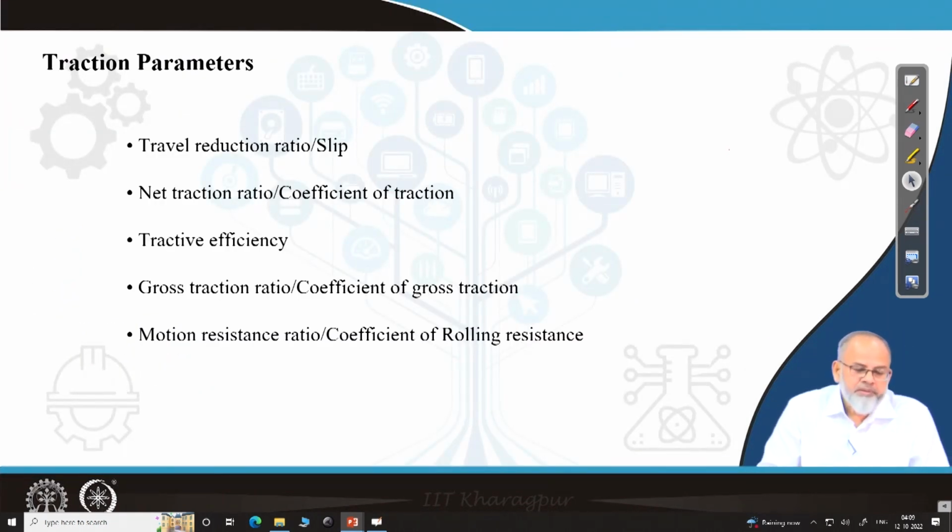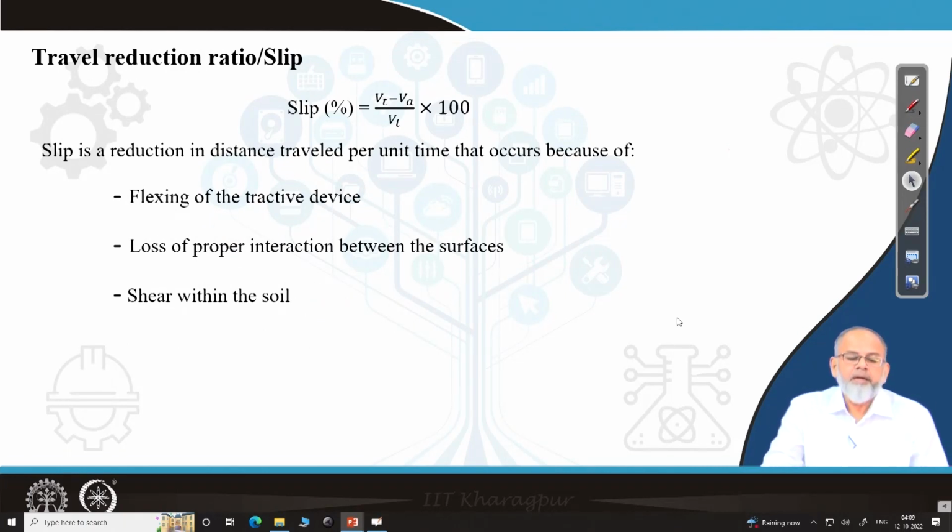Under traction parameters, there will be the travel reduction ratio, which is otherwise called slip, the net traction ratio, which is otherwise called coefficient of traction, then tractive efficiency, gross traction ratio, which is otherwise called coefficient of gross traction, then motion resistance ratio, which is called coefficient of rolling resistance. Now, I will discuss in detail how we define slip, and how we define the other parameters in order.